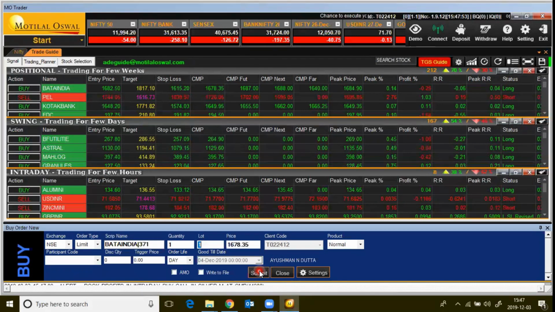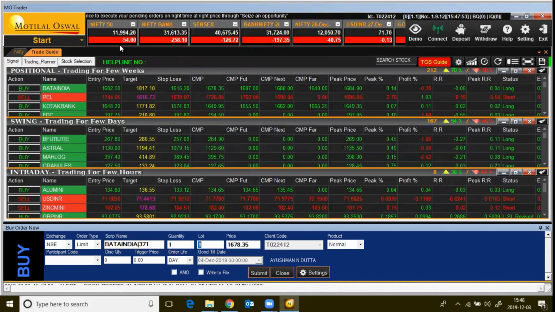In the trading planner, we are planning trades for those stocks whose signals have not yet been generated. Whenever the signals get generated, it will directly open the batch order page, or it will directly take us to the execution page. So let's start.